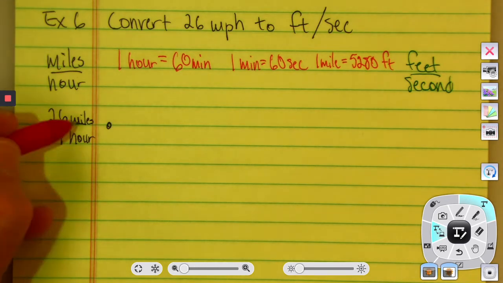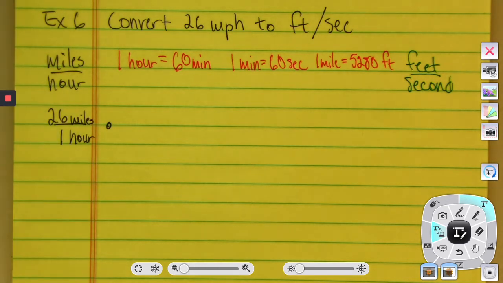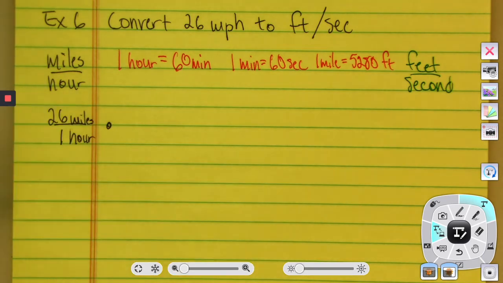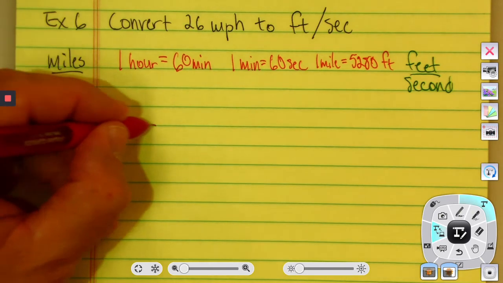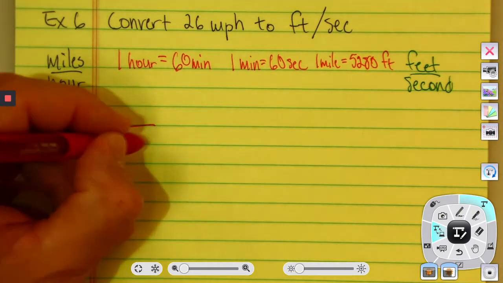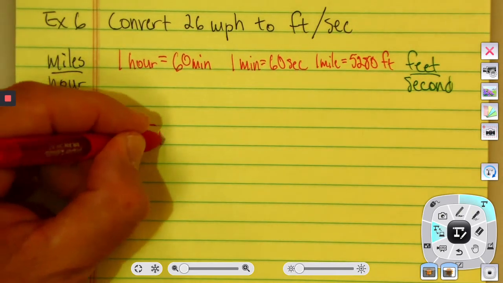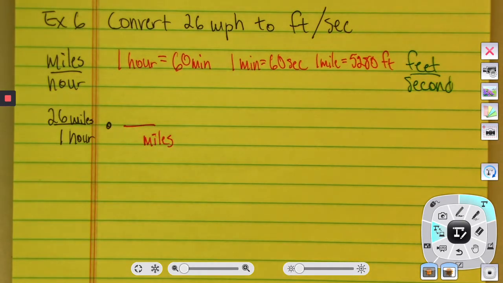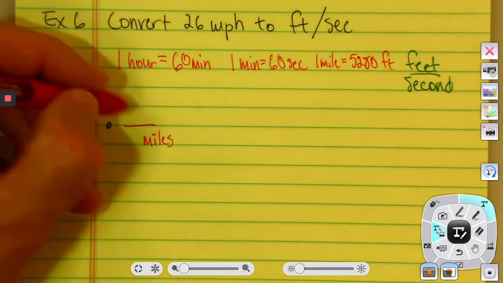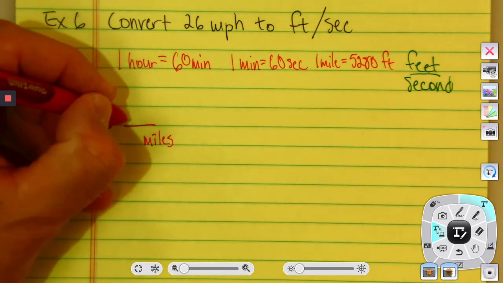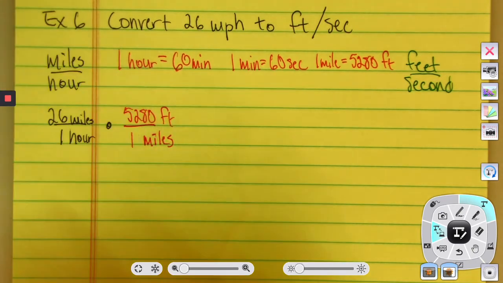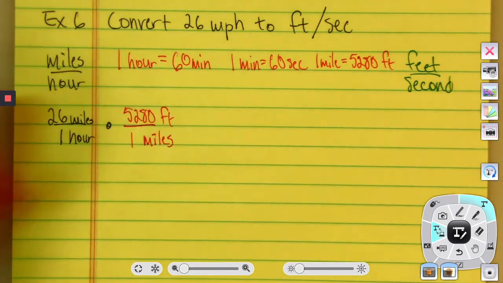The first thing I would want to do, I tend to do things the same way, is cancel the miles. In order to do that, I'm going to have to use a conversion factor. Since miles is in the numerator, I'm going to have to put miles in the denominator. So there are 5,280 feet in 1 mile. So I've got my first conversion factor set up.